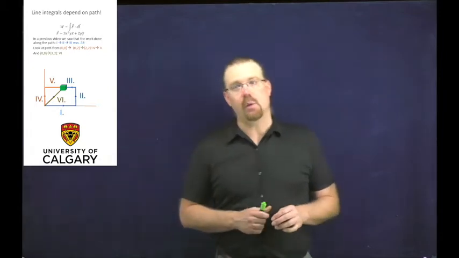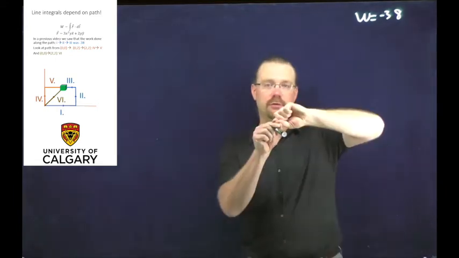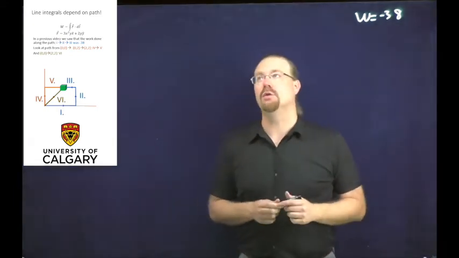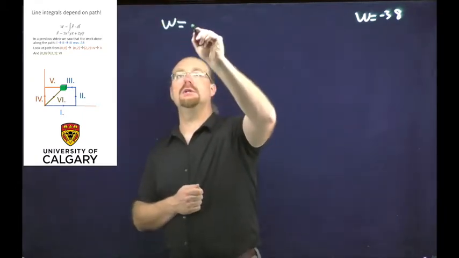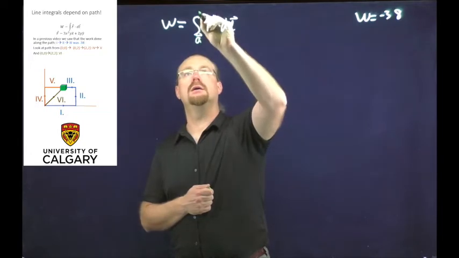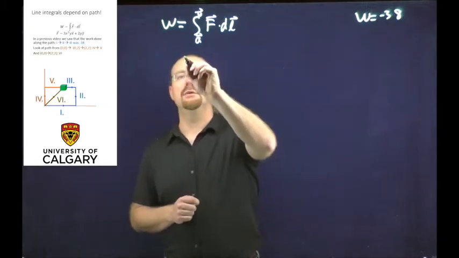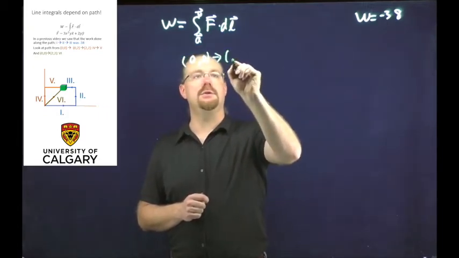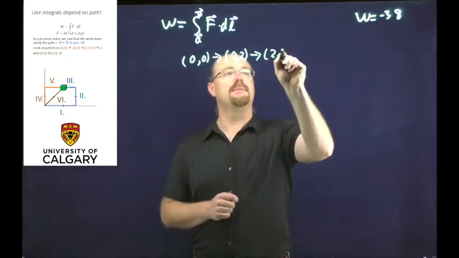In the previous video, we went along 1 to 2 to 3 and showed that the work done was minus 38. We're going to take a different path now. We're going to go 4, 5 over to that same point 2, 2. So we're going to break up our line integral, because in general, our work is equal to the line integral of force dotted with dl, from A to B. But in this case, since we're going along path 4, we're going to go from 0, 0 up to 0, 2. And then from 0, 2, we're going to then go over to 2, 2.